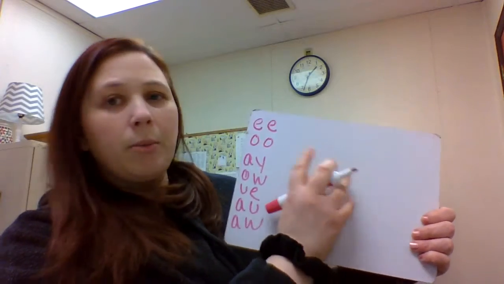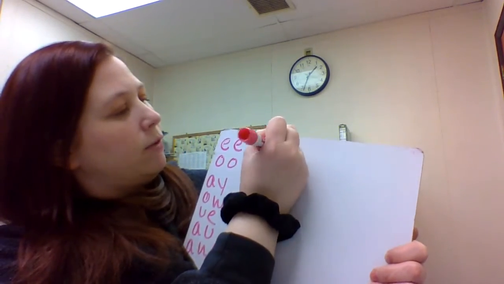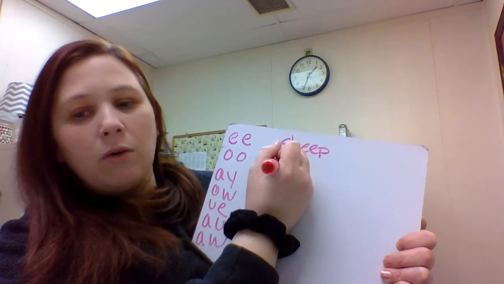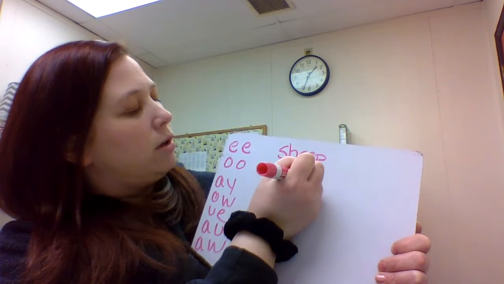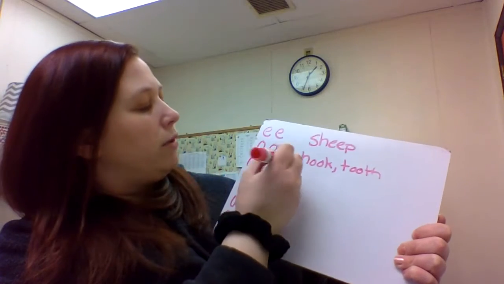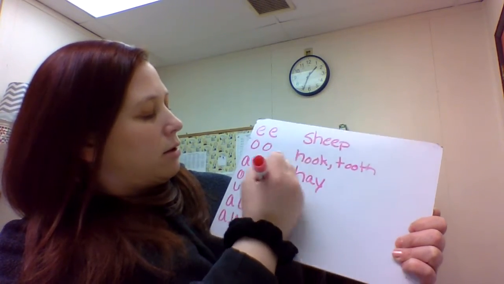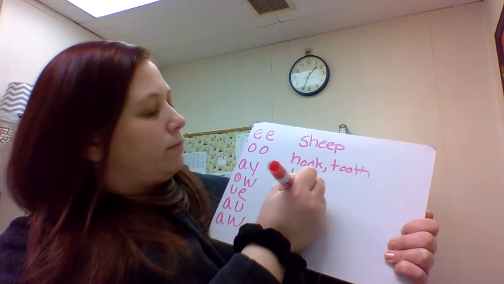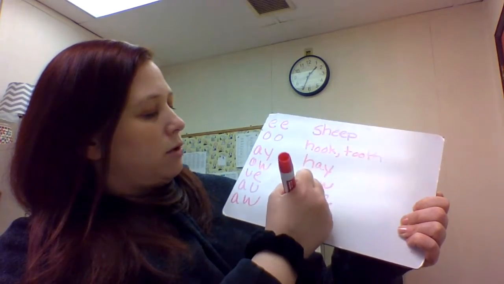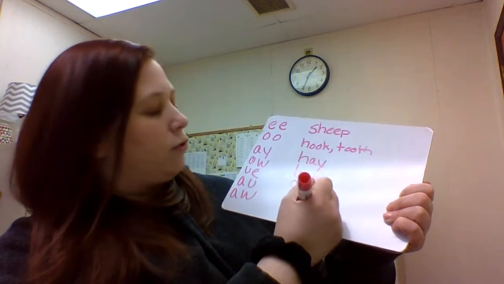Alright, does anyone remember our picture cards for these? If you don't, I do, so I'm going to let you know. We have sheep for EE. For our OO, we have two: hook and tooth, depending on what sound our OO is making. AY, we have hay. OW, we have bow. UE, we have glue. AU, we have faucet. And AW, we have straw.